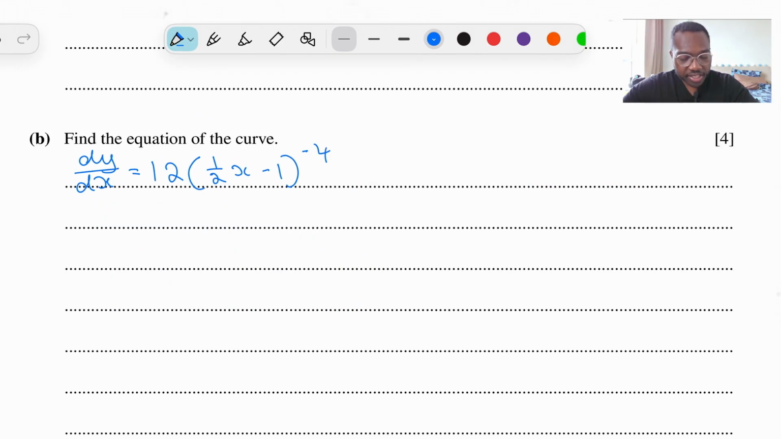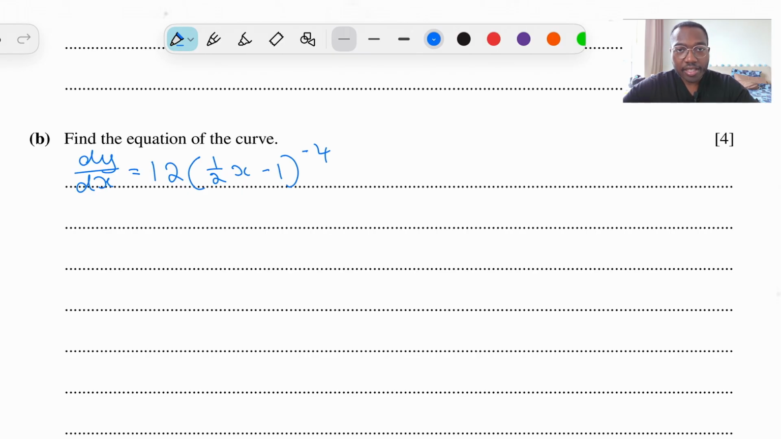Now for part B, we need to find the equation of the curve, okay? So to find the equation of the curve, we're going to need to integrate, and when we integrate, we're going to get a constant, a c, right? And once we get our c value, we can put in our coordinates at P, so 6 and 4, to help us work out our c value, and then that will be the equation of the curve.